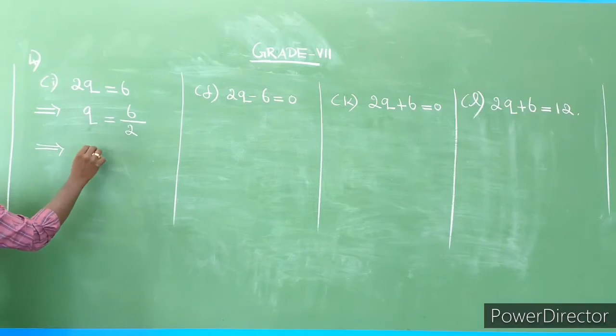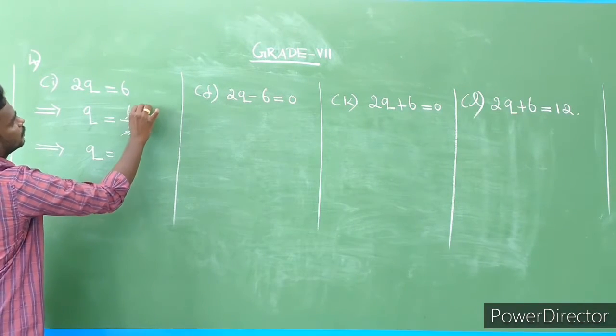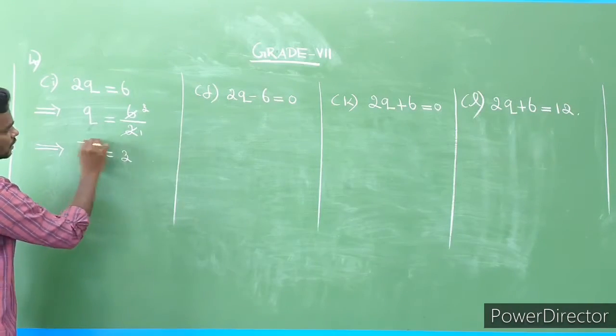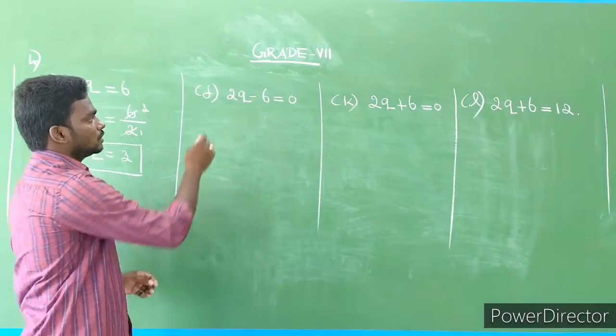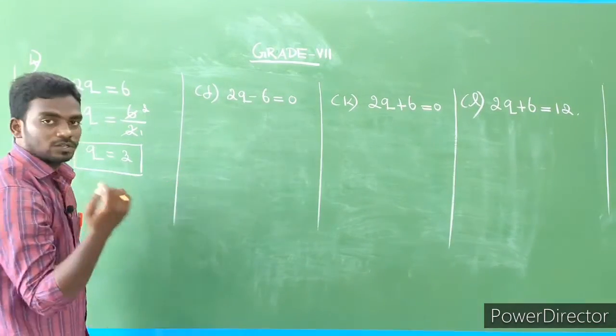Implies that, what is the value of q? 1 2s are 2, 3 2s are 6. So the value of q is equal to 3. Next, our J question. 2q minus 6 is equal to 0.